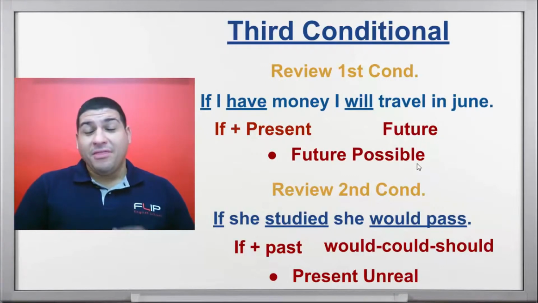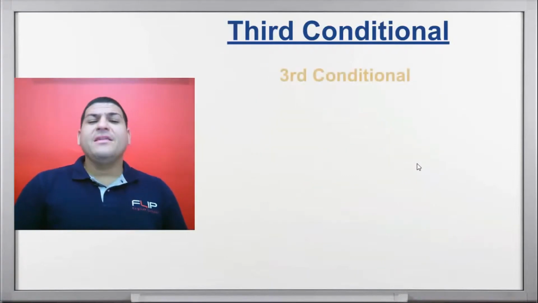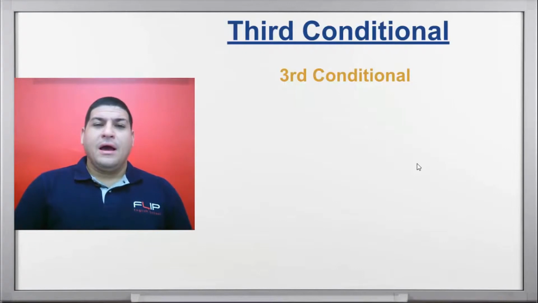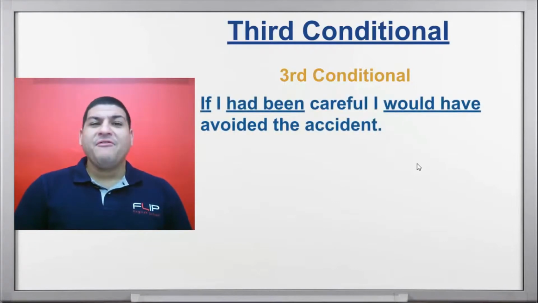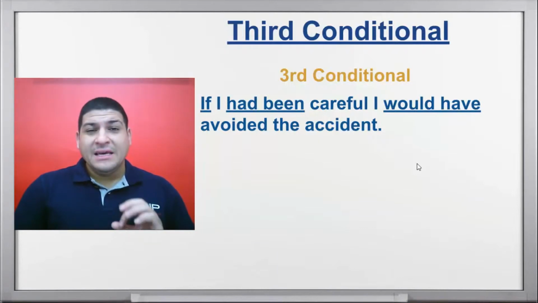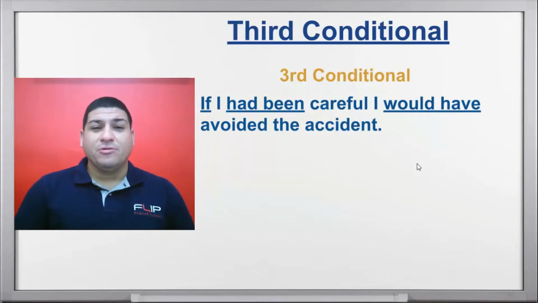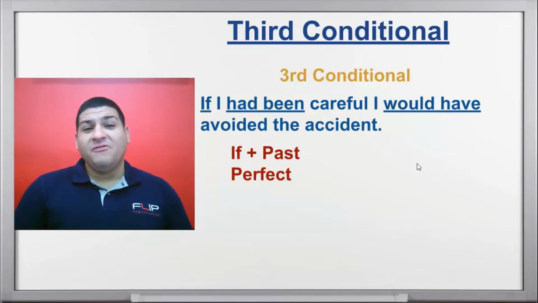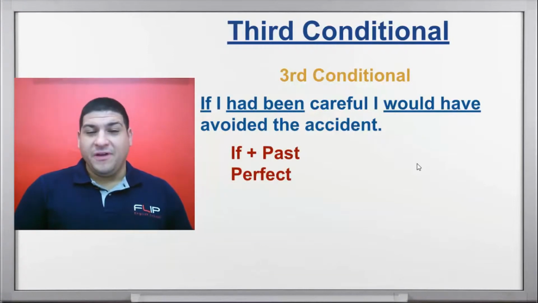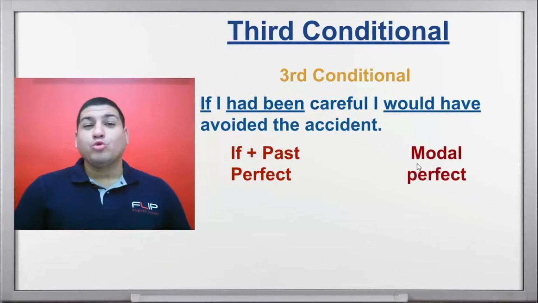Let's take a look here at the third conditional now, okay? Well, in the third conditional, I have the example for you. If I had been careful, I would have avoided the accident, okay? If I had been careful, I would have avoided the accident. Let's take a look at how this is built, what the construction is. Well, I have if plus past perfect and modal perfect.